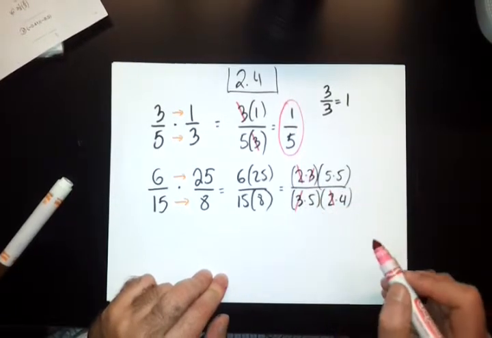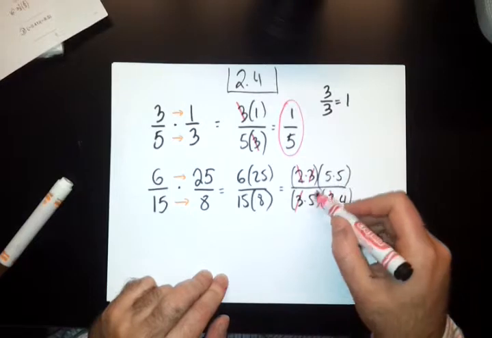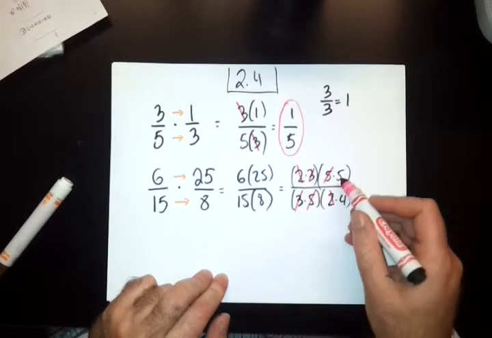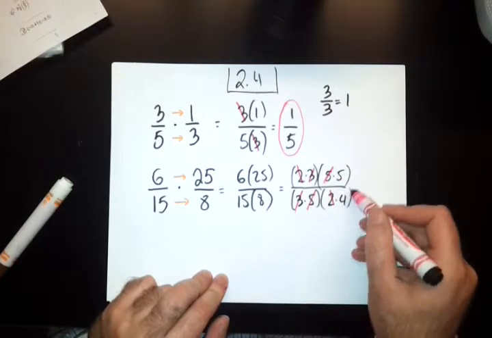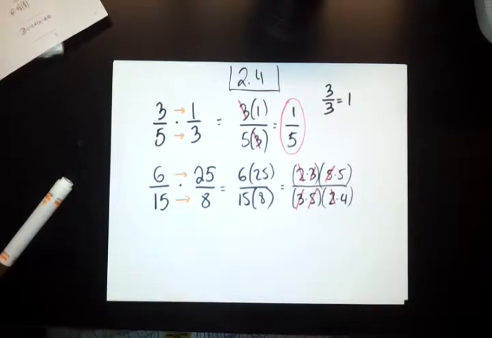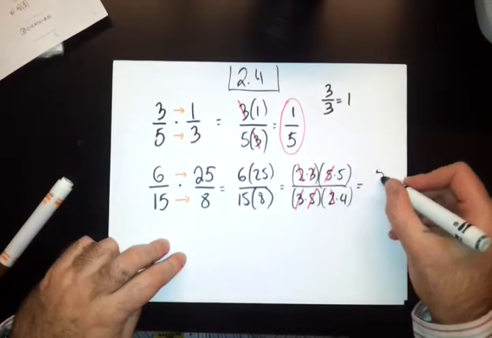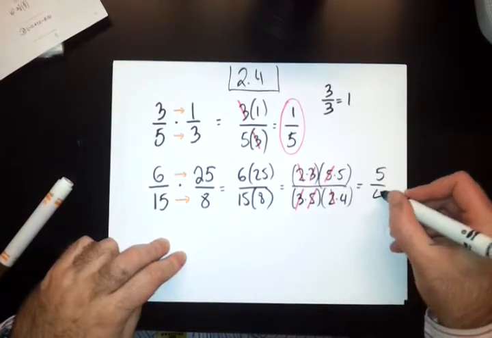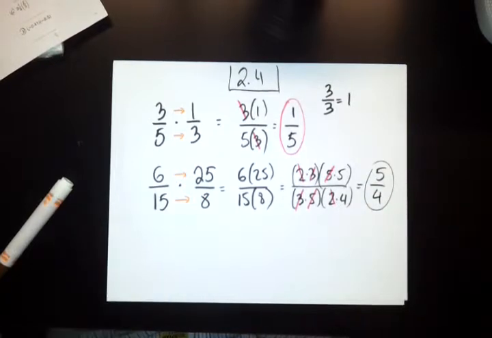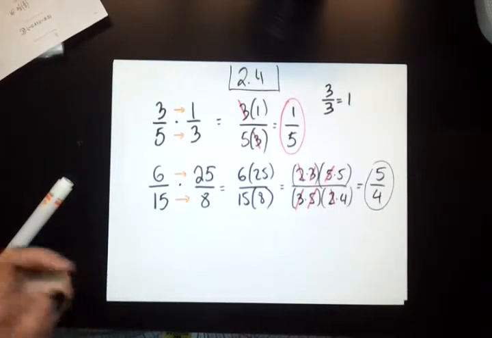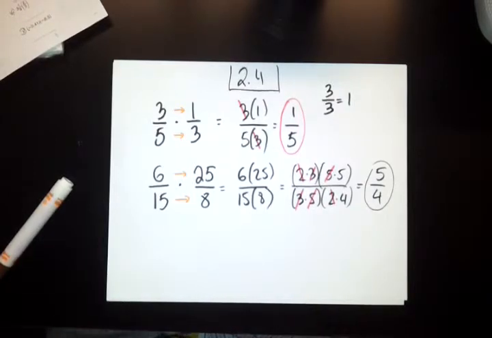I do. I have a 5 here. Do I have a 5 on the bottom? Do I have another 5? Nope. Do I have a 4? Nope. So what's left is a 5 in the numerator and a 4 in the denominator. That's it. Very simple. Technically, I didn't even multiply anything because there was nothing left after the simplification for me to multiply.